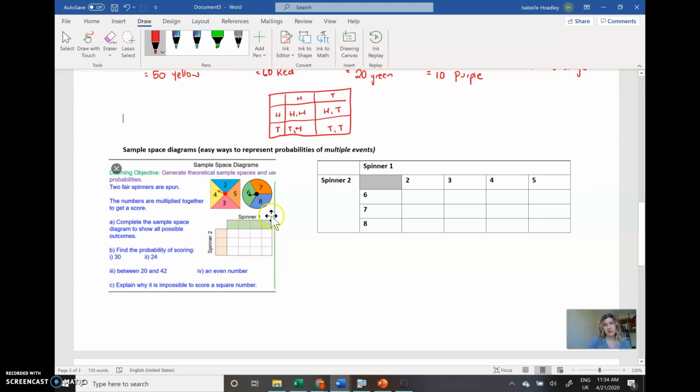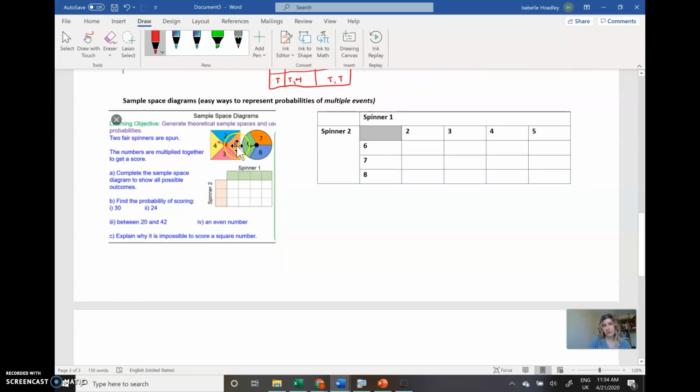Now, I've got an example here. So we've got two fair spinners, so fair meaning not biased, so all the probabilities are the same. Two fair spinners are spun. Spinner number 1 has outcomes 2, 3, 4, and 5. Spinner number 2 has outcomes 6, 7, and 8. When they're spun, the two numbers that you get are multiplied together to get a score. So we're going to fill in what all the outcomes are.